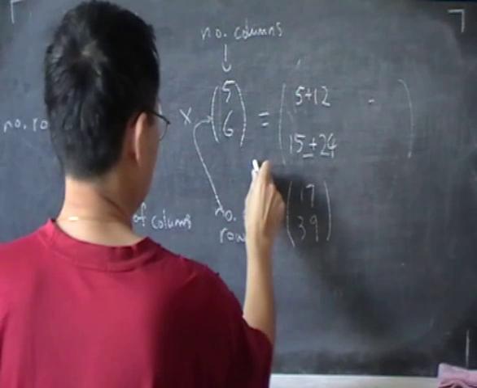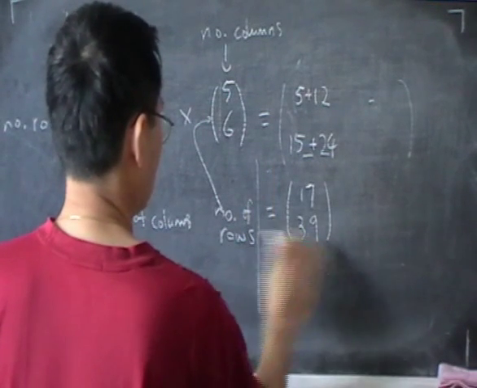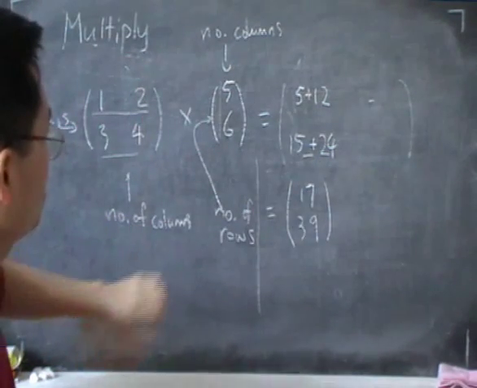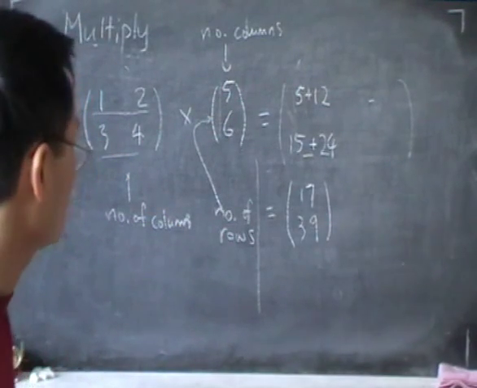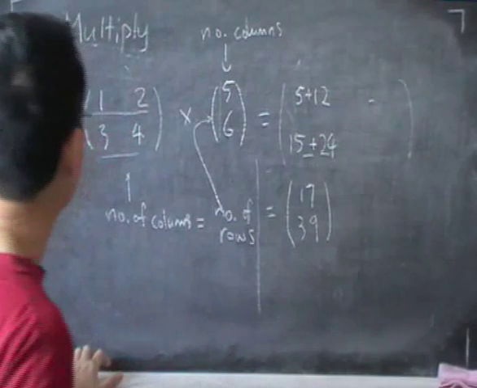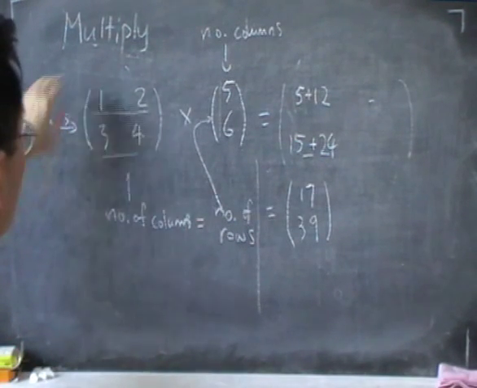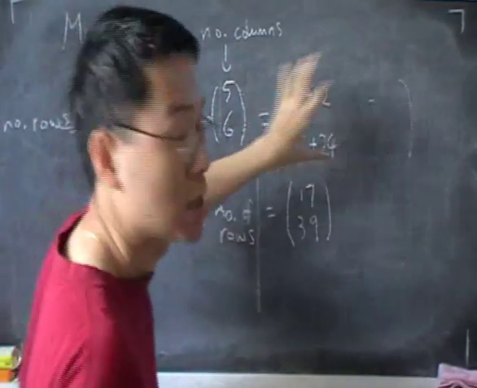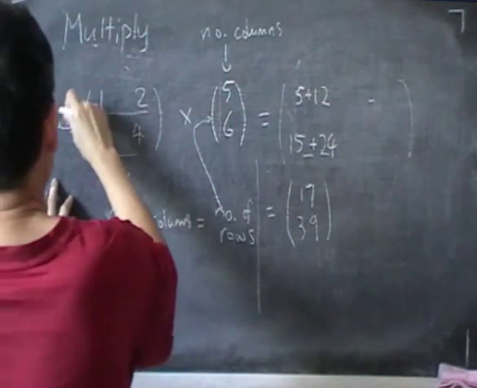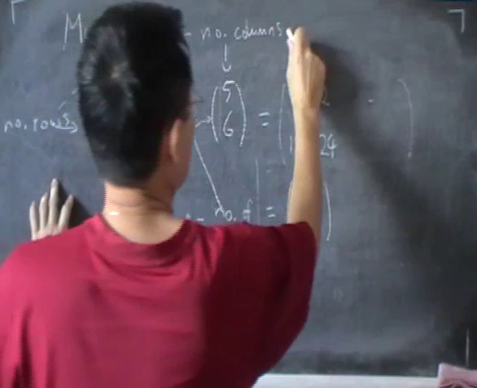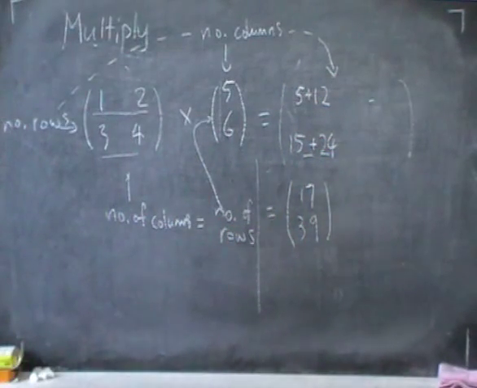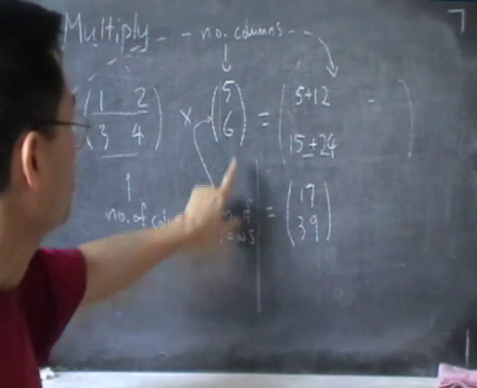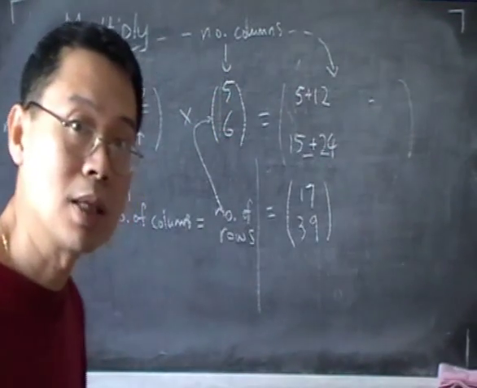Okay, now let me draw a line here. This has got nothing to do with that. So this means that the number of columns in the first matrix must be the same as the number of rows in the second matrix, in order that you can multiply them. Whereas the number of rows in the first matrix and the number of columns in the second matrix tell us the size of the final answer. The number of rows, number of columns determines the answer. And the number of columns in the first matrix must be the same as the number of rows in the second matrix, in order that we can multiply them together.